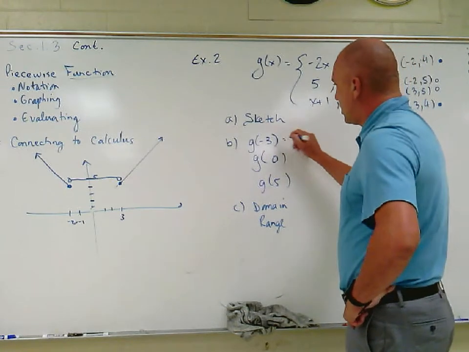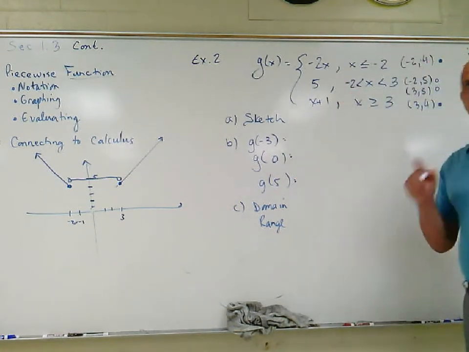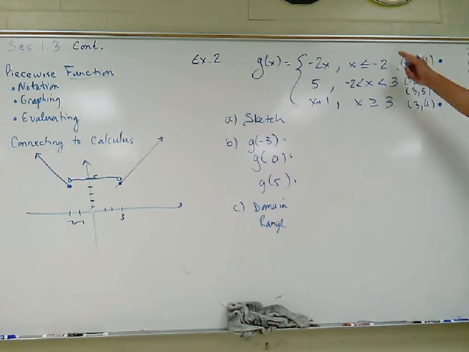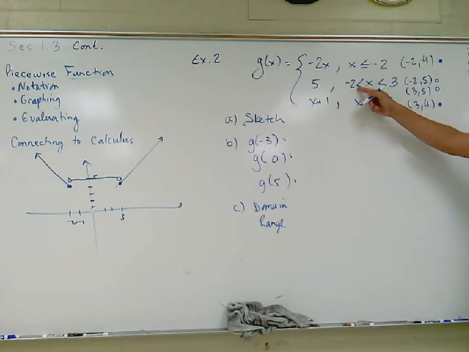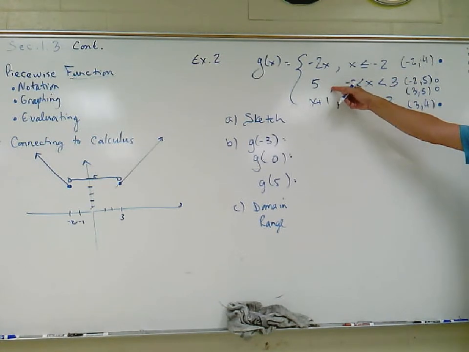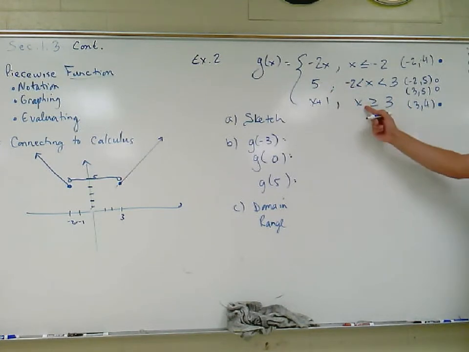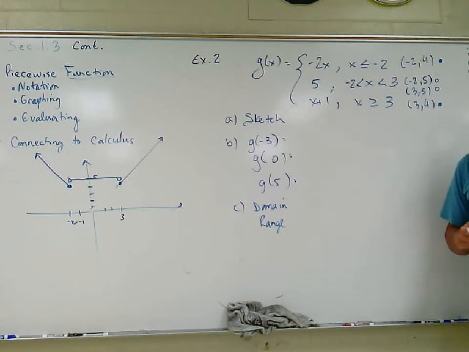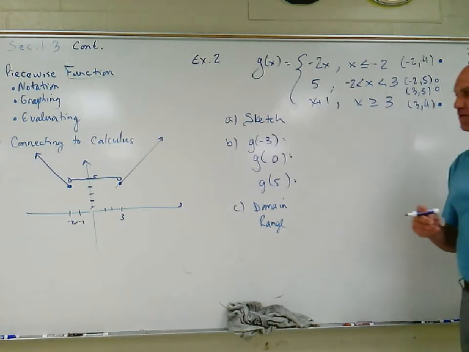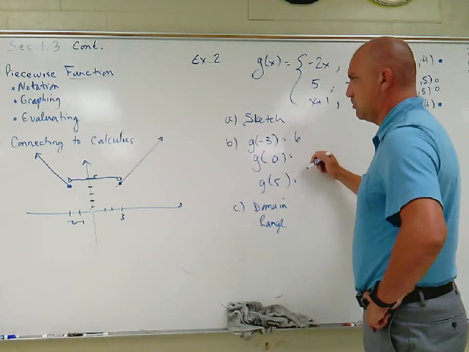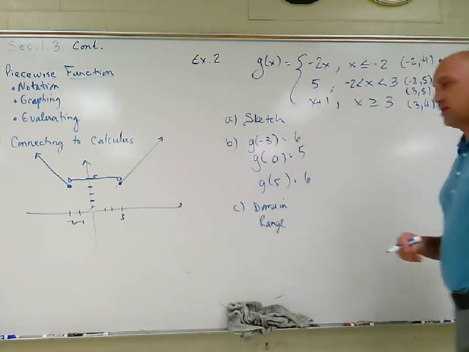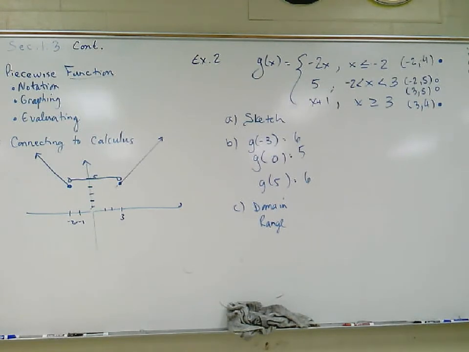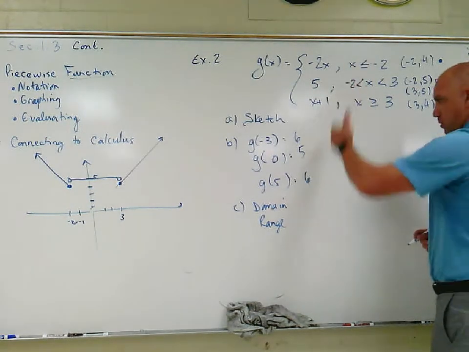So that's the sketch. So now can you evaluate each of these? So take a second, and now you got to know which one to plug into. Here's the instructions. X is less than or equal to -2, plug in here. X is between -2 and 3, plug in here. How do you plug in if there's not an X? It's 5. All right, you can see. X is greater than or equal to 3, you plug in here. All right, so what do you get on your outputs? What's G of -3? 6. What's G of 0? What's G of 5? 6. Just worked out. Okay? Everybody with us on which one you're plugging into?